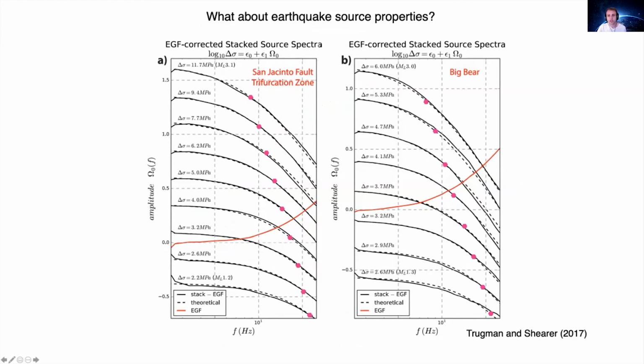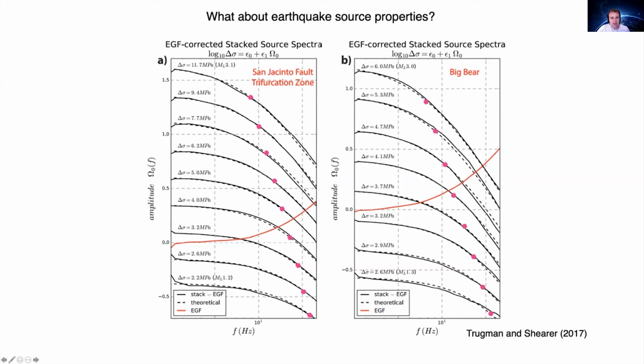We can also take a look at earthquake source properties. And here, what I'm going to focus on is the earthquake stress drop. So just simply how much the average stress changes before and after the event. And we're going to be measuring this from earthquake body wave spectra. We're using a technique that was developed over many years by this group at Scripps. And the most recent incarnation of this is this 2017 version from Trugman and Shearer.